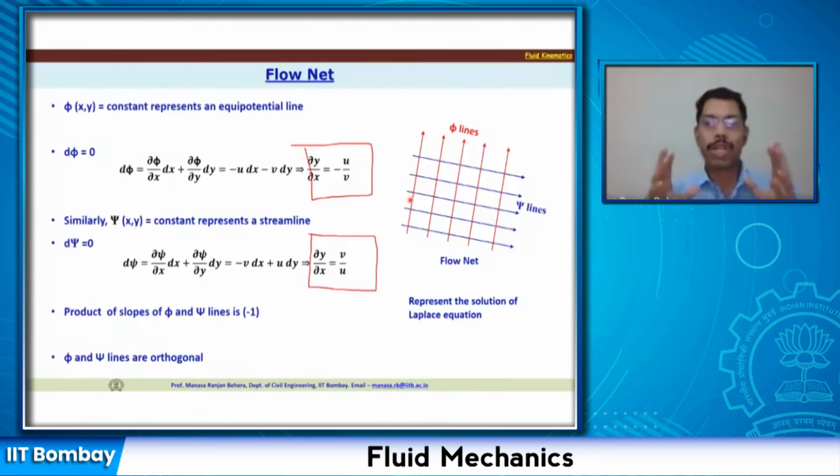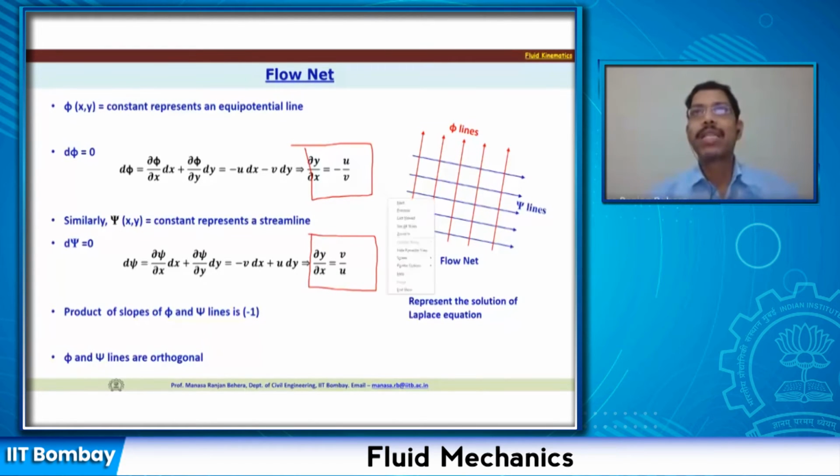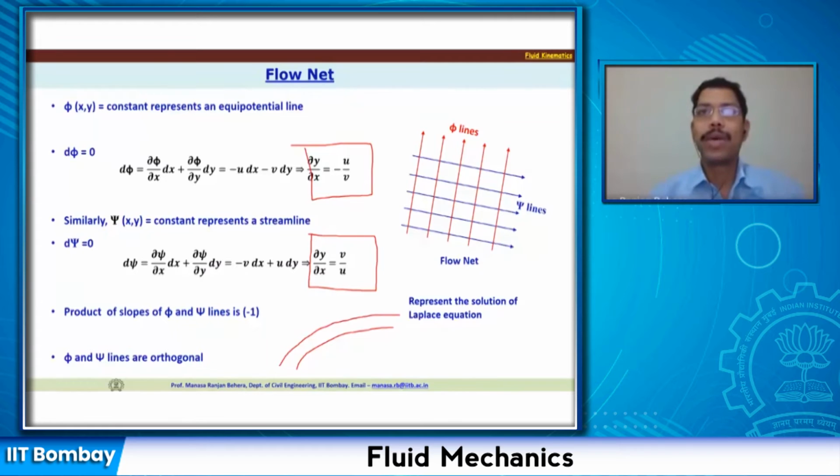If for a problem you are solving you could draw the phi lines and the psi lines, then that indirectly represents the solution of the Laplace equation for that flow problem. And just to make sure that you don't misunderstand things, I may have the psi lines like this. By freehand, I'm trying to draw, so it may not be necessarily correct.